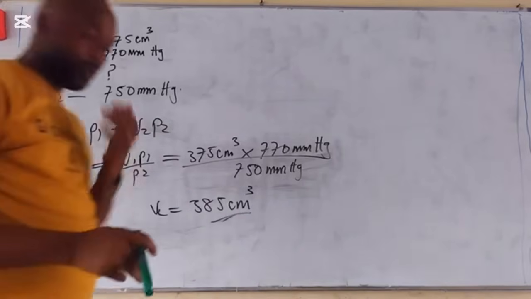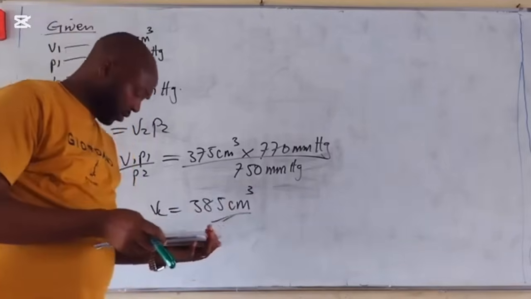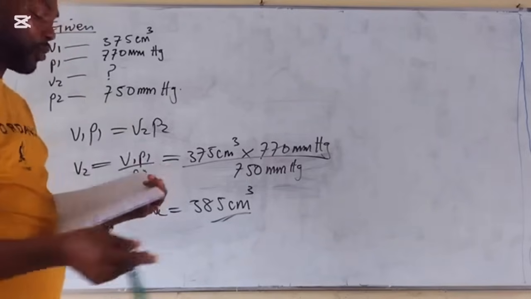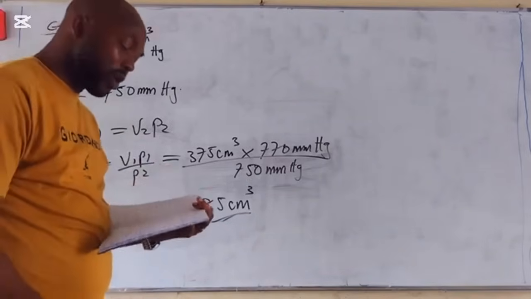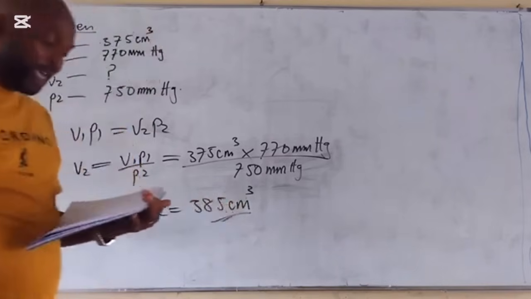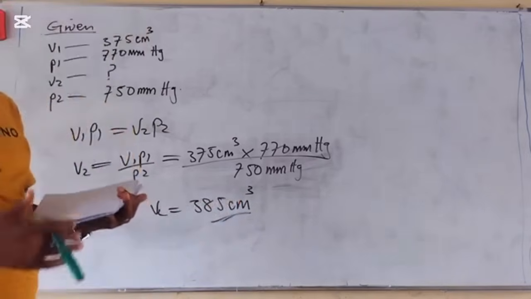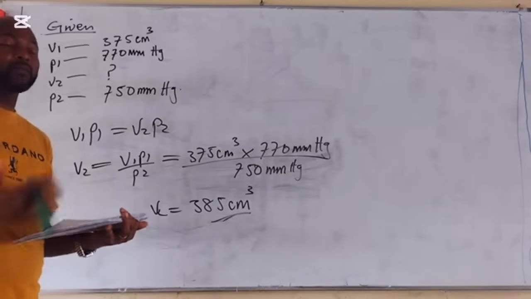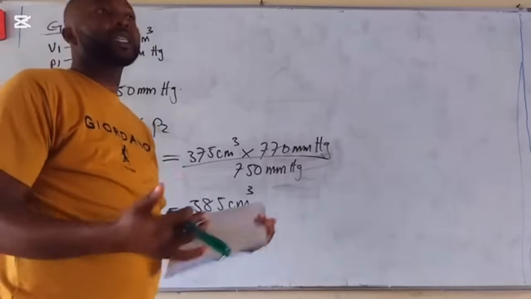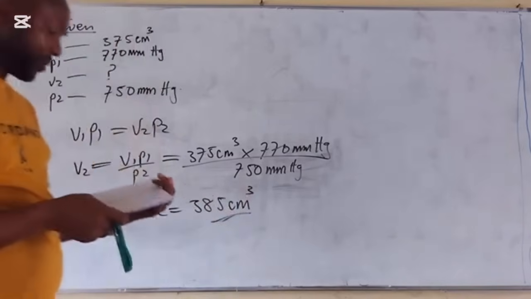So we move on. We have more questions here. Okay, we're just done with this. Our fourth question says 200 cm cube of a gas has a pressure of 510 millimeter of mercury. What will be its volume if the pressure is increased to 780 millimeter of mercury, assuming there is no change in temperature? Remember, we say in Boyle's law that the temperature is always constant. So assuming that there is no change in temperature, which means the temperature remains what? Constant. So let's go with that.